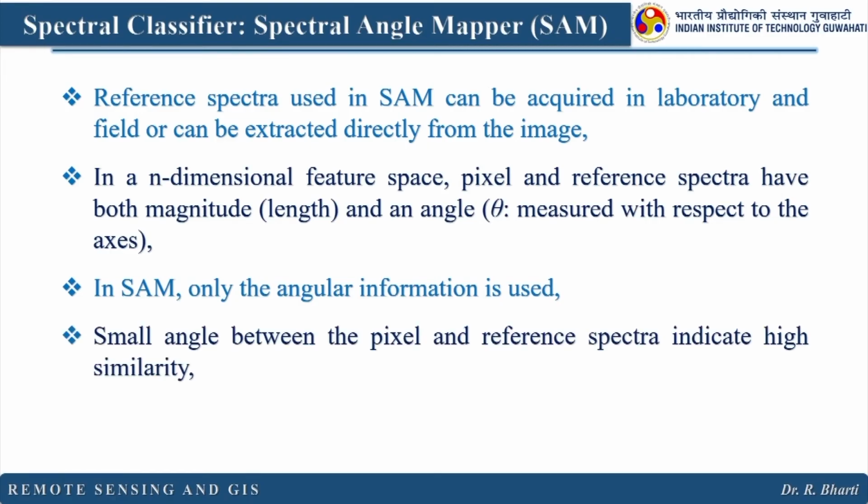Now, a small angle between the pixel and reference spectra indicates high similarity, right? So a high angle indicates low similarity.